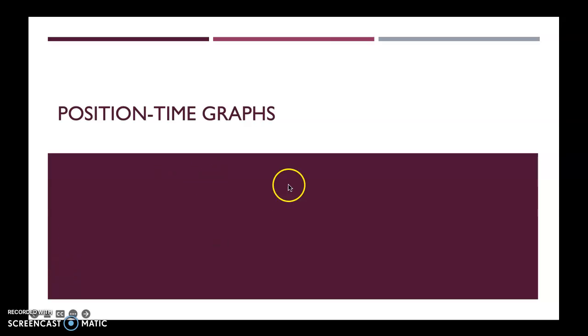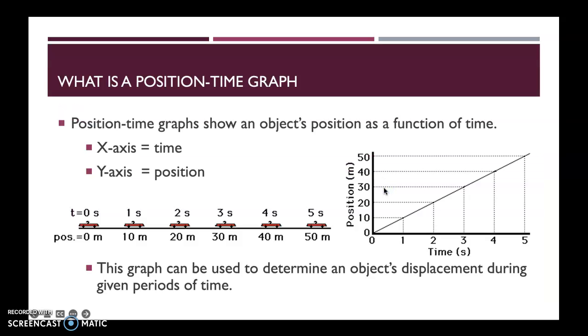All right, let's talk about position time graphs. So first off is the question of what is a position time graph? It is a graph that shows an object's position as a function of time. This means that position, which will always be on the y-axis, is represented on the graph as a point or as part of a line in relation to the amount of time that has passed since the object started moving. And time will always be on the x-axis.